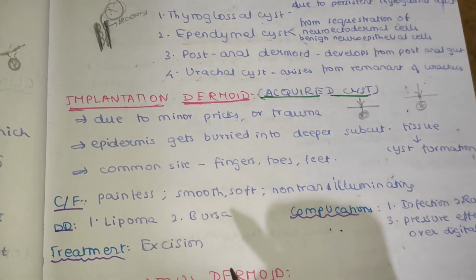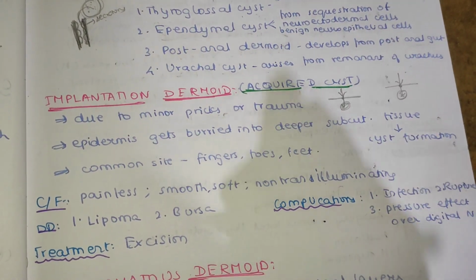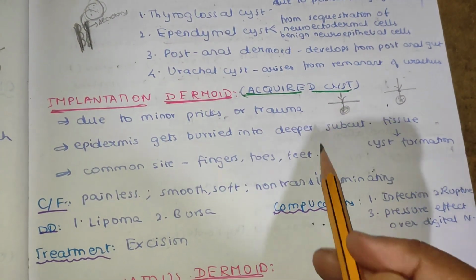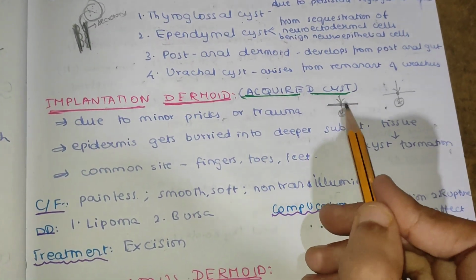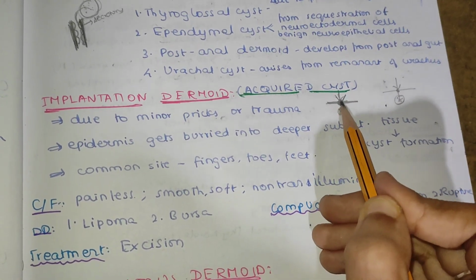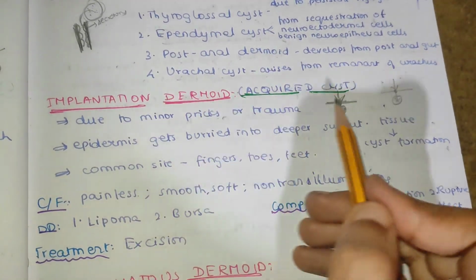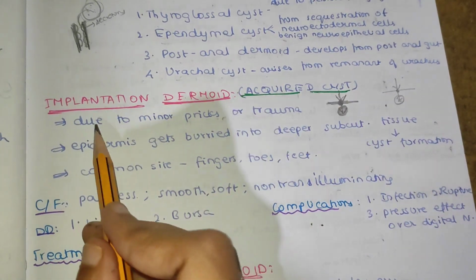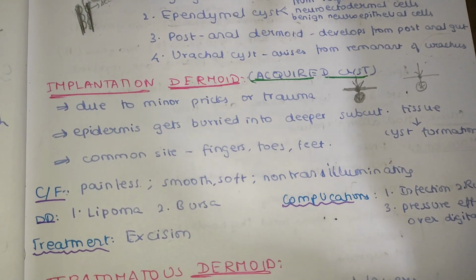So next, coming to the implantation dermoid. This is a simple type of dermoid. It is an acquired cyst. Why it is called an acquired cyst is it is caused due to minor pricks, trauma, etc. So consider this is the surface of your heel or your finger. When a needle is pricking here, this point of epidermis or epithelium gets implanted here and forms a cyst known as implantation dermoid cyst. It is an acquired cyst actually, and this is formed due to minor pricks or trauma.